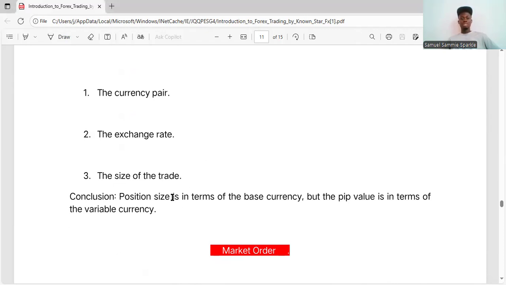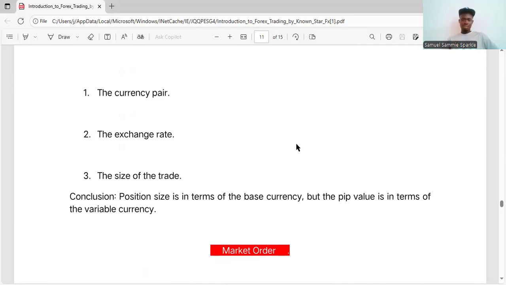Now, in conclusion to this, position size is in terms of the base currency, but the pip value is in terms of the variable currency. And like I told you in the other video, the variable currency simply means the quoted currency. Just like we have our currency pair, let's say the Euro USD, Great Britain Pound USD, the Japanese yen against the Great Britain Pound, the Nigerian Naira against the US dollar. So the second currency is the quoted currency, and the first currency is the base currency.